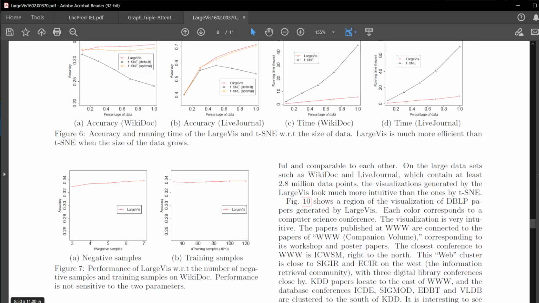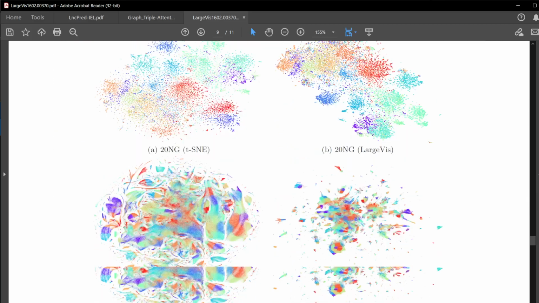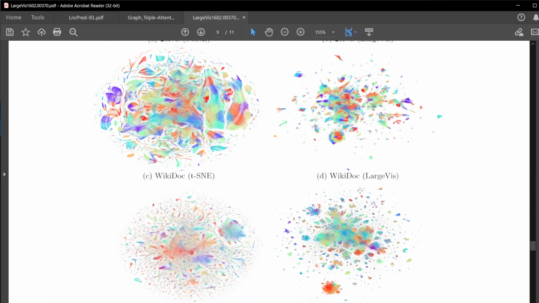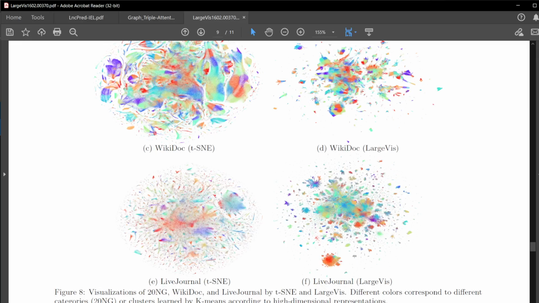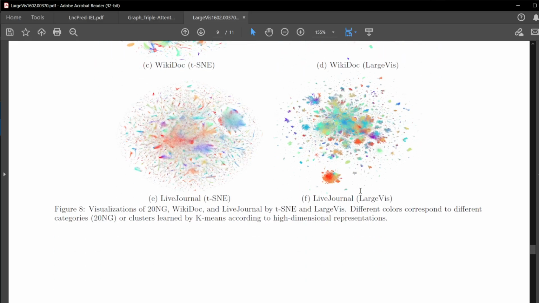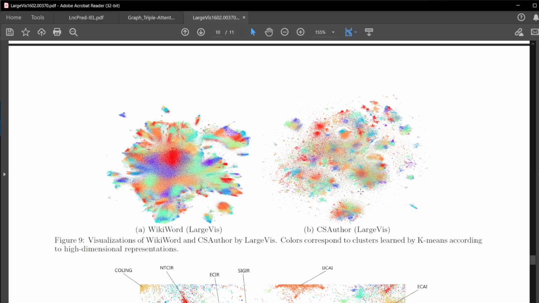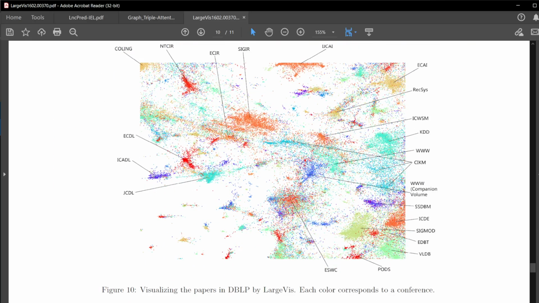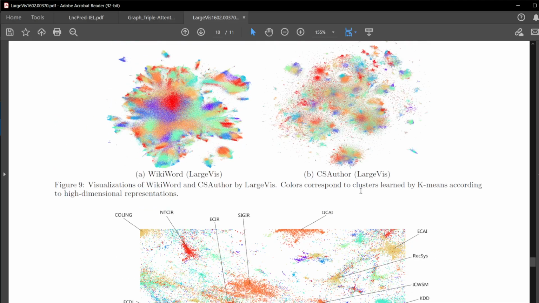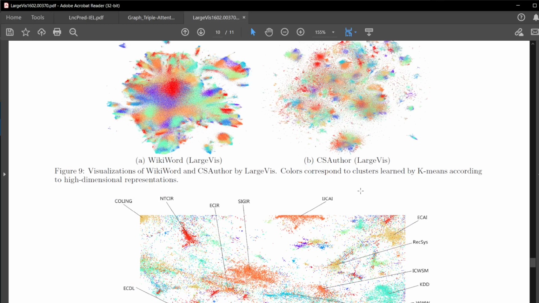5. Conclusion. Figure 8, visualizations of 20ing, Wikidoc, and LiveJournal by t-SNE and LargeVis: A, 20ing, t-SNE; B, 20ing, LargeVis; C, Wikidoc, t-SNE; D, Wikidoc, LargeVis; E, LiveJournal, t-SNE; F, LiveJournal, LargeVis. Different colors correspond to different categories, for 20ing, or clusters learned by k-means according to high-dimensional representations. Figure 9, visualizations of Wiki-Word and CS author by LargeVis; colors correspond to clusters learned by k-means. Figure 10, visualizing the papers in DBLP by LargeVis. Each color corresponds to a conference.